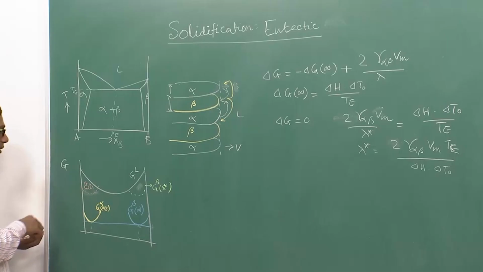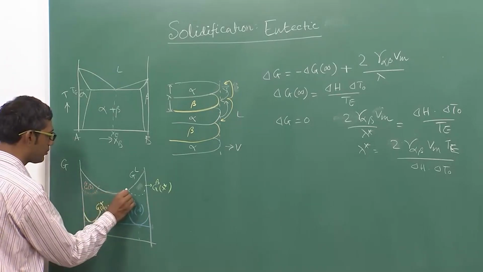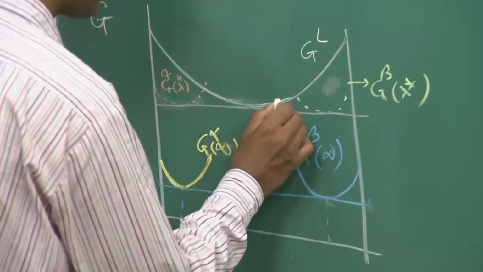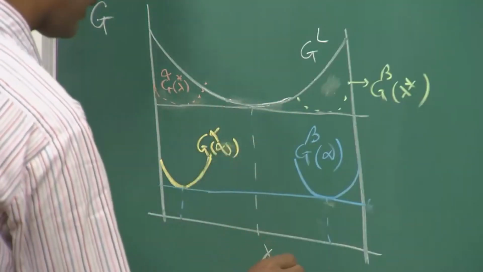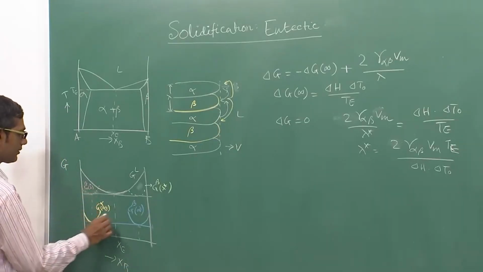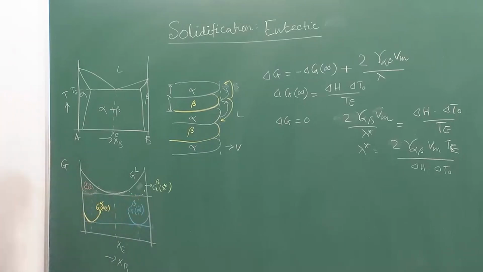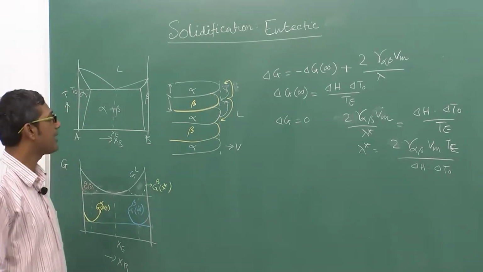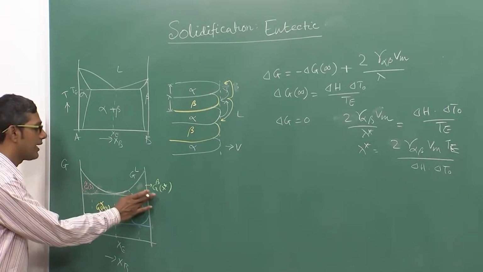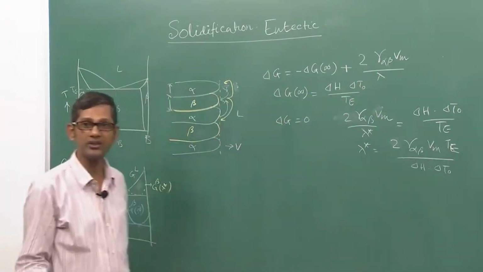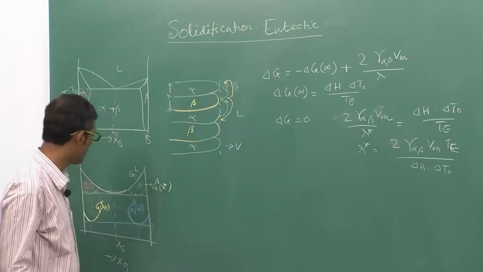Now if I draw a common tangent between all three of them, let us put it together. As you see here, this becomes XC because this is the XB line, and this is a little bit of change in the composition of alpha and beta. So that is what equilibrium will look like when lambda has a finite value, correct. Now this explains why that term, twice gamma alpha beta Vm by lambda, needs to be added into the free energy composition diagram.